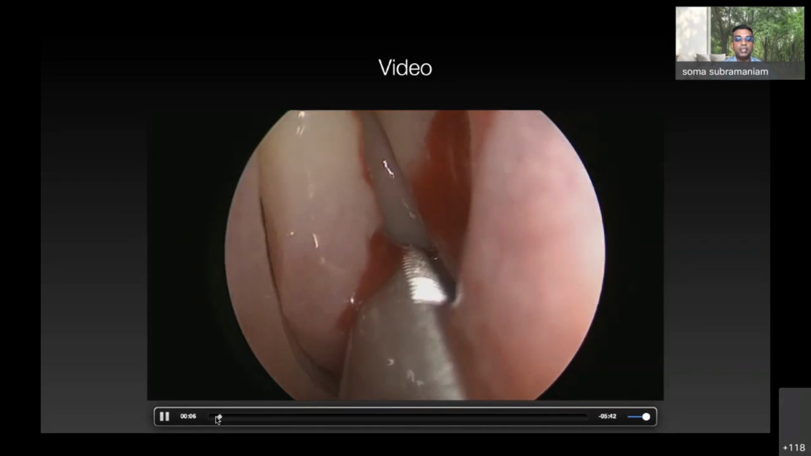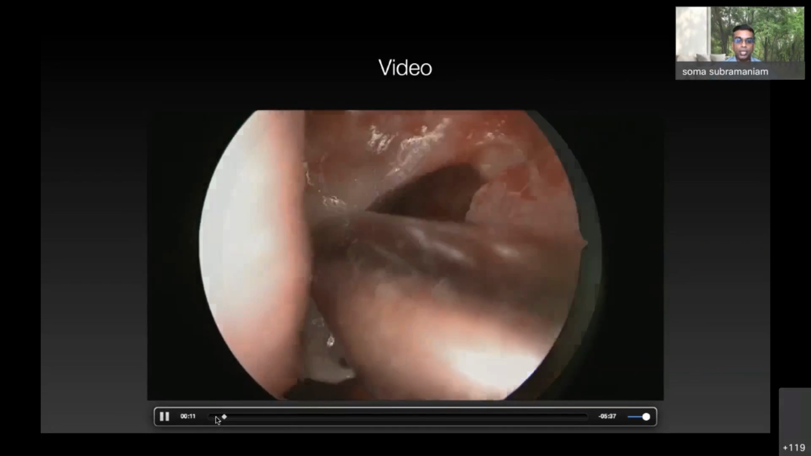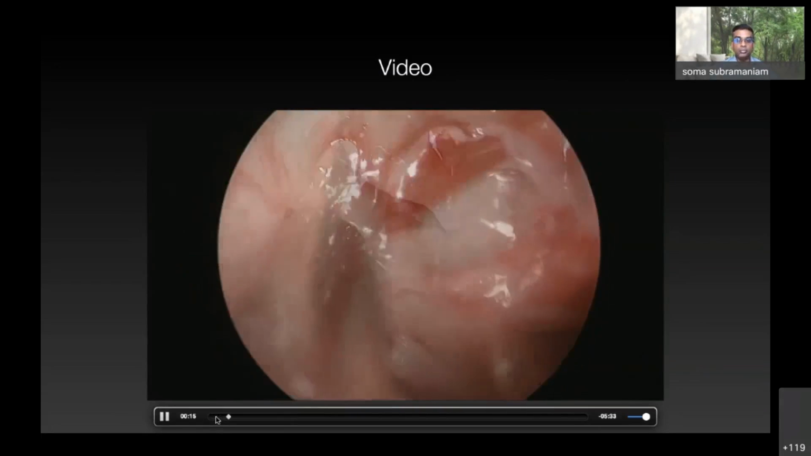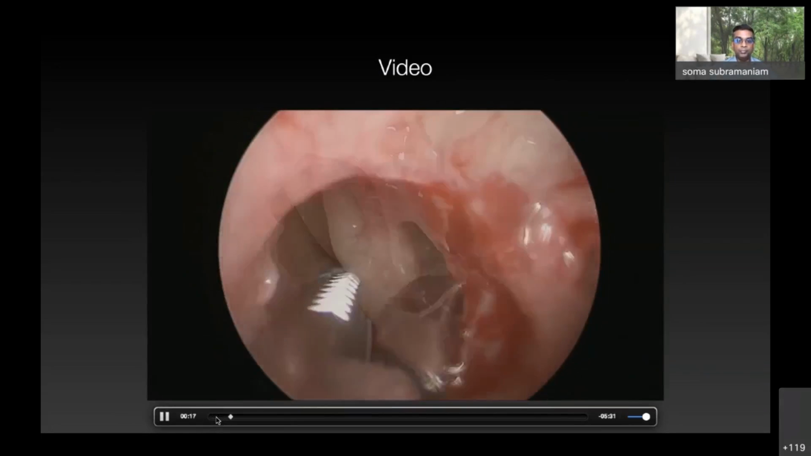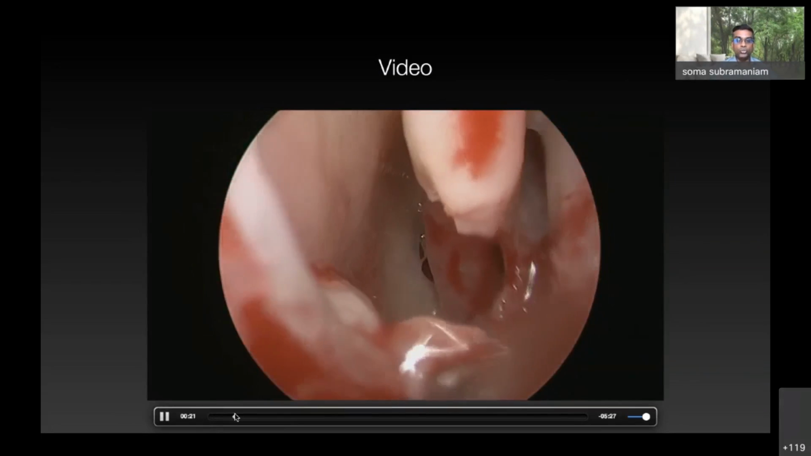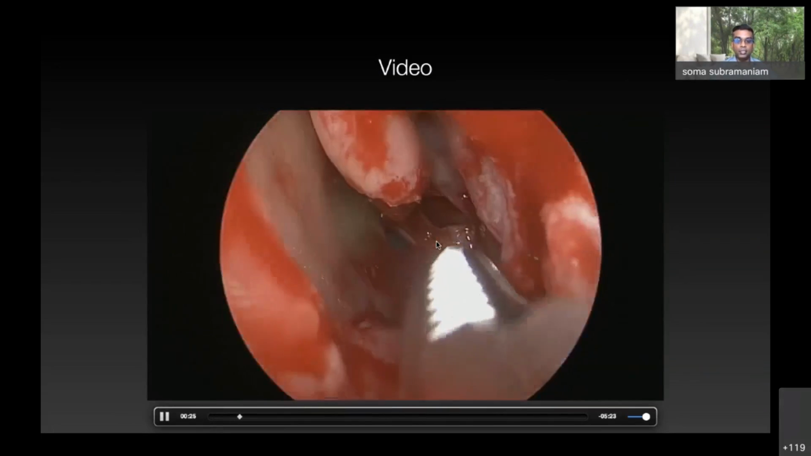So in this case, I started off by, because you're going to do a transpterygoid approach, you have to have a wide opening into the maxillary sinus. So we do the regular maxillary antrostomy. All right. So in this case, you can see that I was also trimming the superior turbinate to get access to the sphenoid sinus.